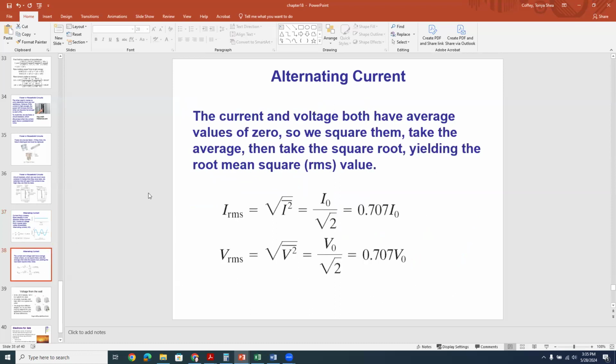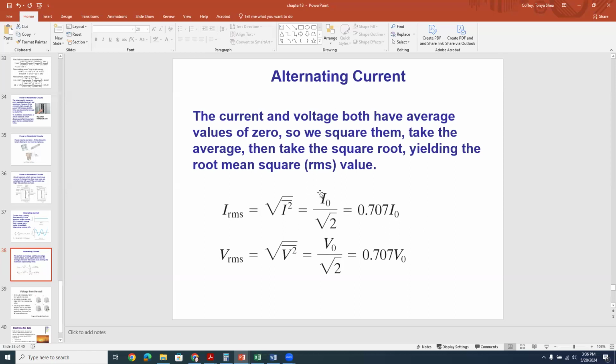So instead, what we do is we talk about the root mean square current or voltage. So to find that, what you do is you take your current or voltage and you square it, and then you take the square root of it, which gives you a positive number. And that yields your root mean square, or RMS value of the current or the voltage. And that gets you away from the average, which would just be 0.